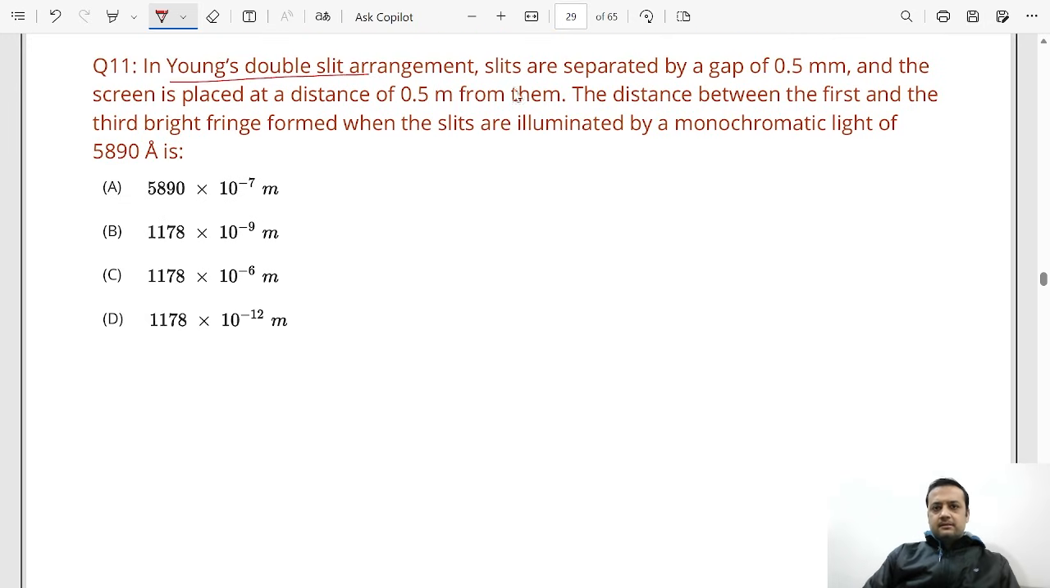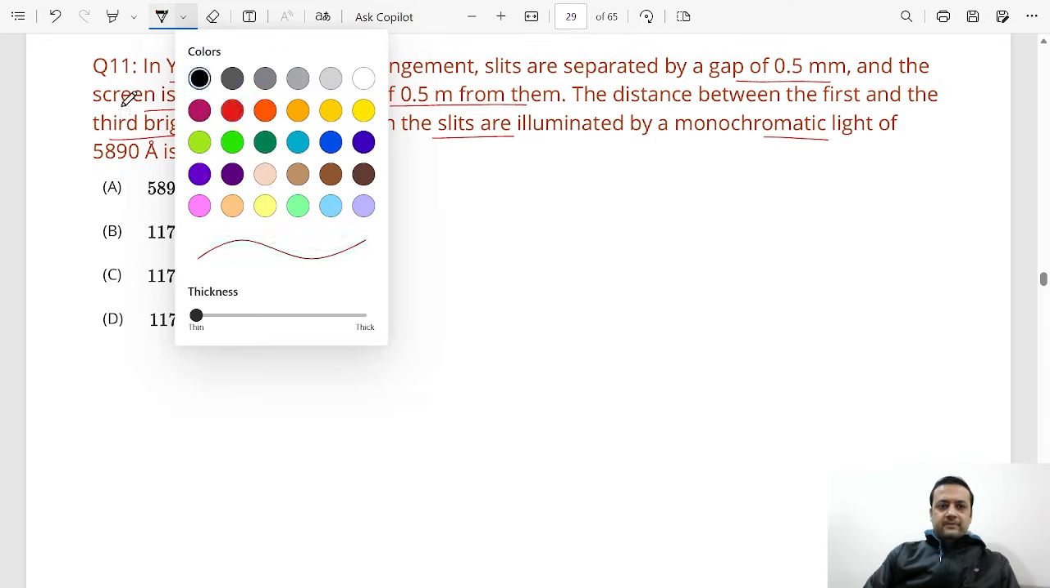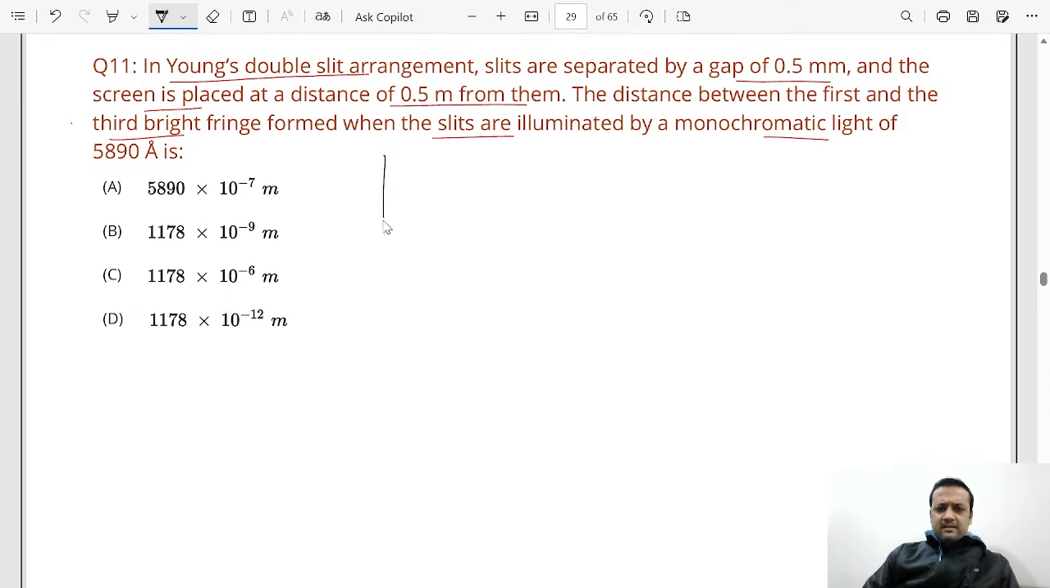In YDSE, slits are separated by a gap of 0.5 mm and the screen is placed at a distance of 0.5 meter from them. What is the distance between the first and third bright fringe formed when the slits are illuminated by monochromatic light of wavelength 5890? So basically a standard question, a very easy one. These are the two slits and this is the screen. This distance we know is capital D, whose value is 0.5 meters, and this distance we know is small d, whose value is 0.5 mm.